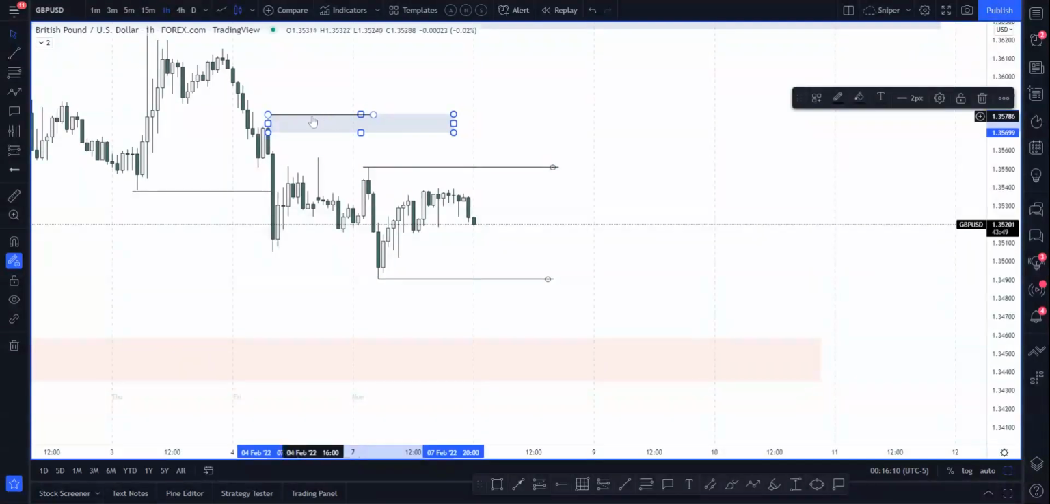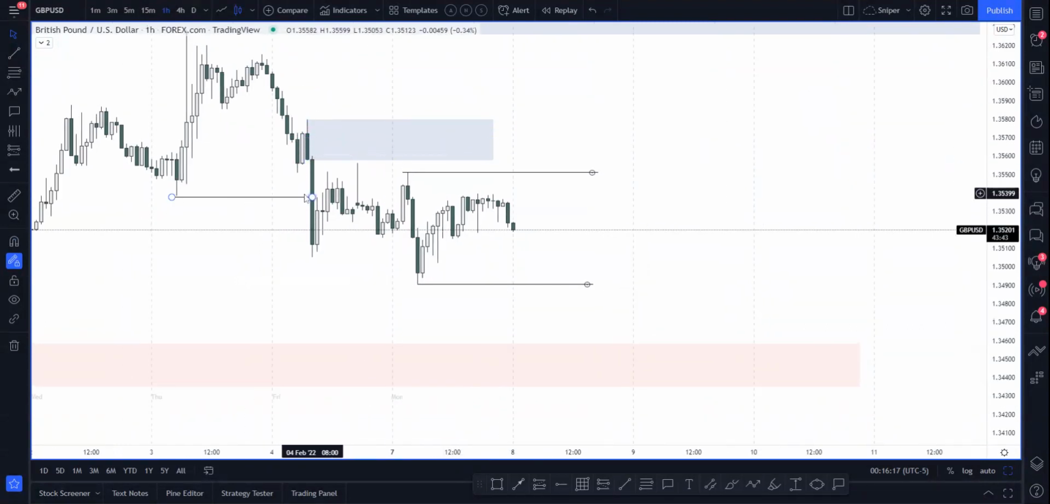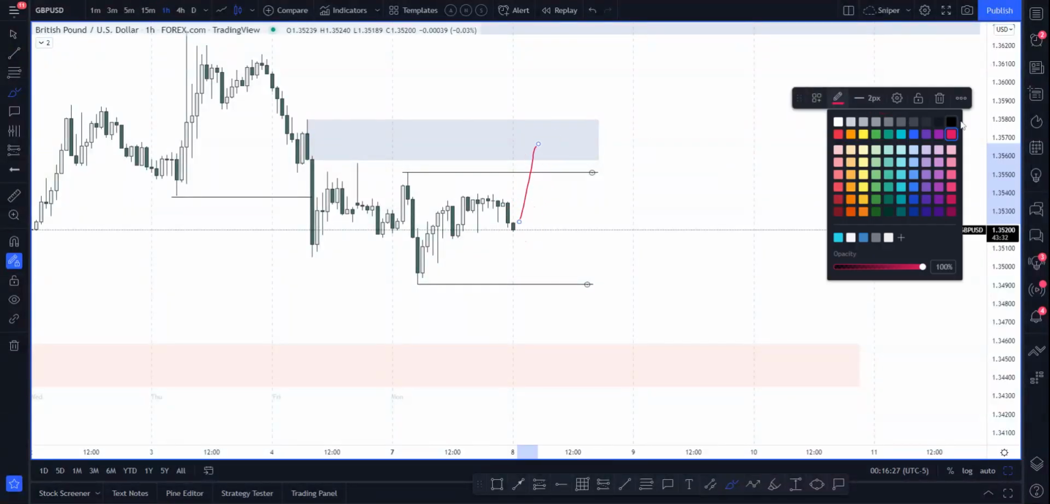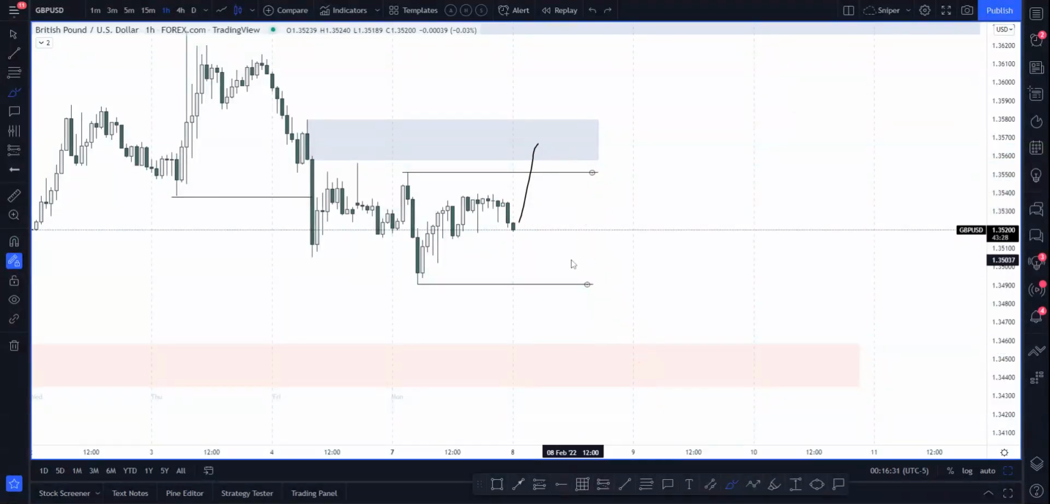Now we can also mark out a few other things. We have this zone over here that initiated the break of structure towards the downside, that broke the 1 hour structure. So we could potentially see price come back into this area, so potentially a move towards the upside and then down further. Or we need to look at all of the 1 hour liquidity area.